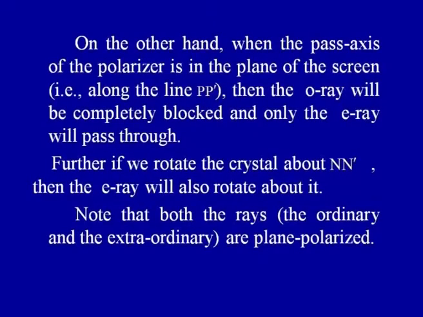Further, if we rotate the crystal about n prime, then the E ray will also rotate about it. Actually, the tip of the extraordinary ray will describe a circle whose center will be given by the ordinary ray. Another thing to be noted, both the rays, the ordinary and the extraordinary, are plane polarized. Remember, the incident beam was unpolarized.